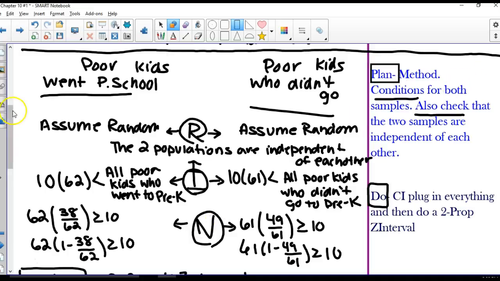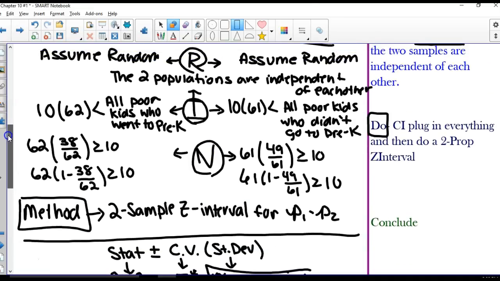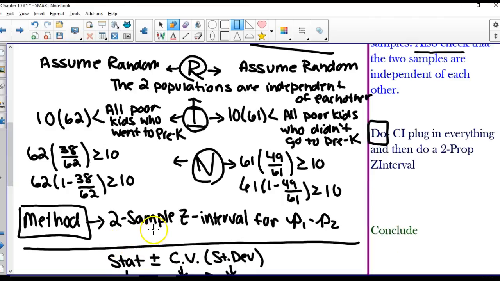The method is below. The method is how many samples do we have? 2. The poor kids from preschool, the poor kids who didn't go to preschool. What are we doing? A Z or a T? We're doing a Z. We're looking for an interval for the difference of the true proportion of kids who went to preschool and needed social services versus the kids who didn't go to preschool and needed social services.